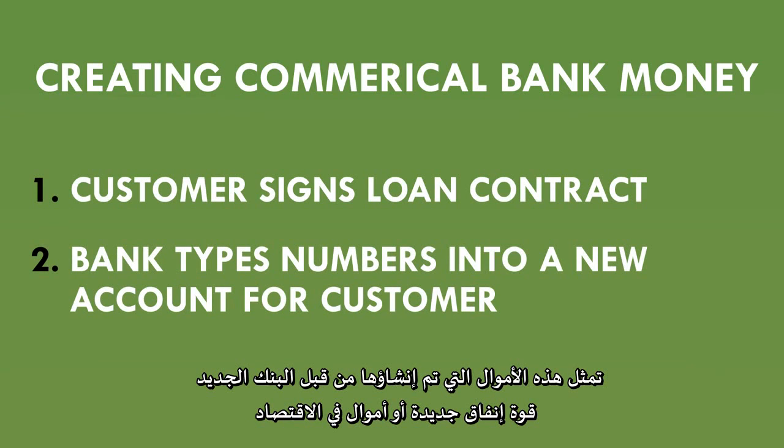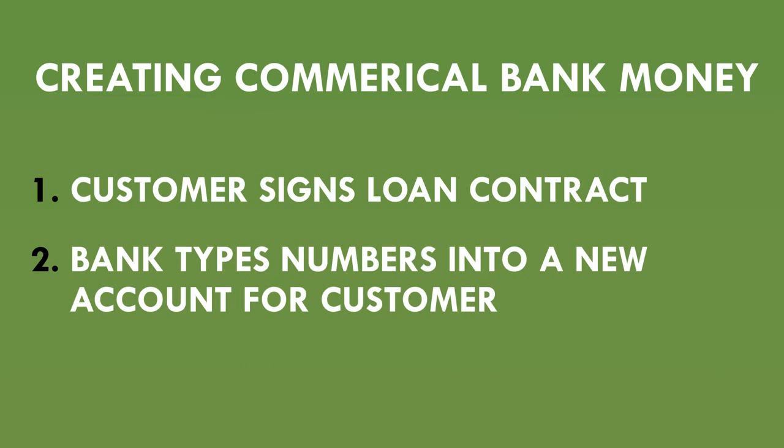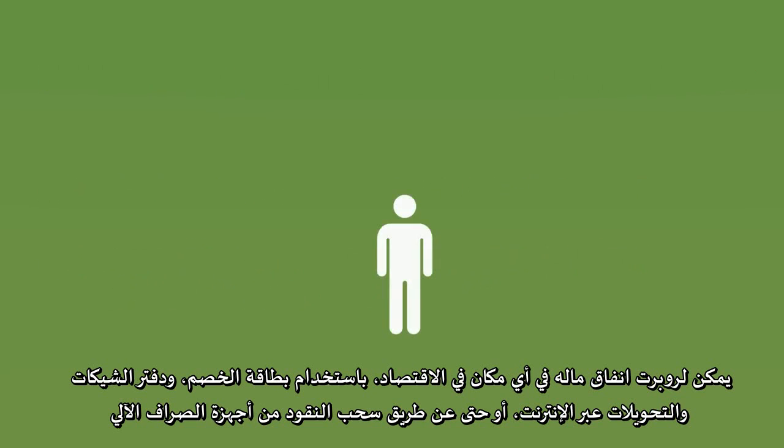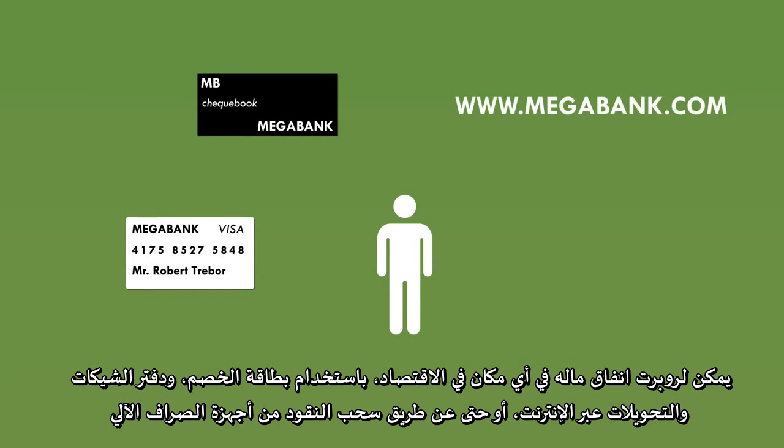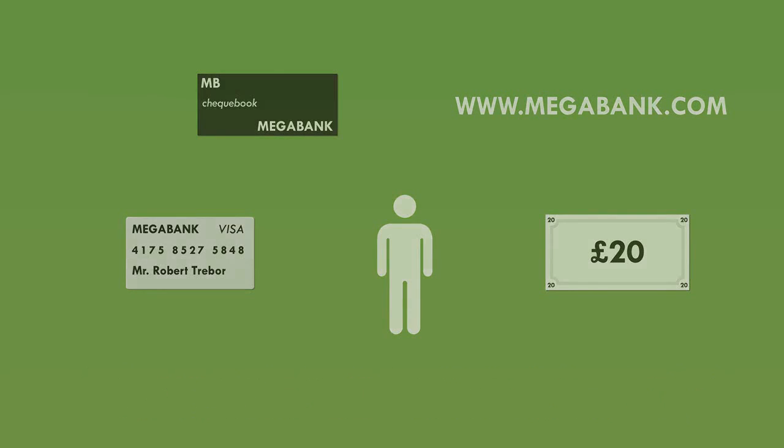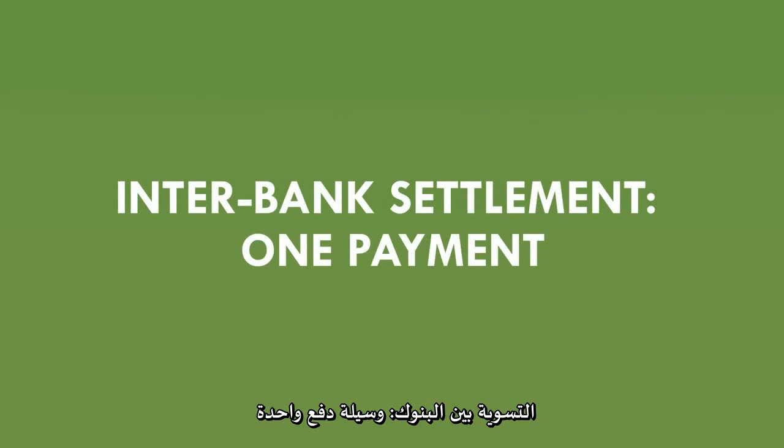This new bank-created money represents new spending power, or money in the economy. Robert can now go and spend his money anywhere in the economy using his debit card, checkbook, internet banking, transfers, or even by taking cash out of an ATM. But there's a small complication. What happens if Robert goes and spends the new bank-created money with a shop that has a bank account with a different bank, say Lloyds?